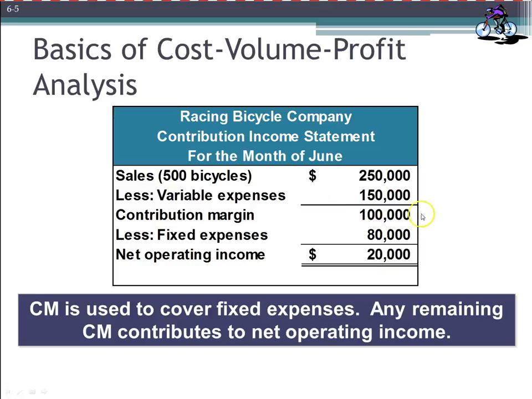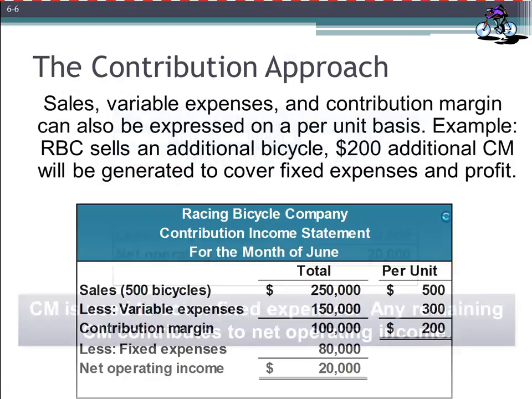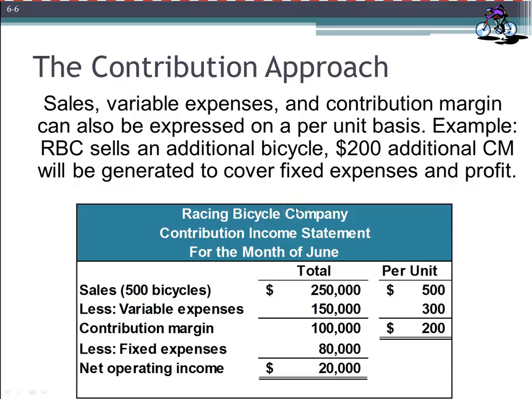And the same thing can be done for contribution margin. And that brings us to our next slide. And that's that sales, variable expenses, and contribution margin can all 3 be expressed on a per unit basis. And we get there very simply by dividing all 3 of these by the number of units, or dividing sales and variable expenses by the number of units, coming up with a per unit amount for each of those, and then just subtracting those 2.